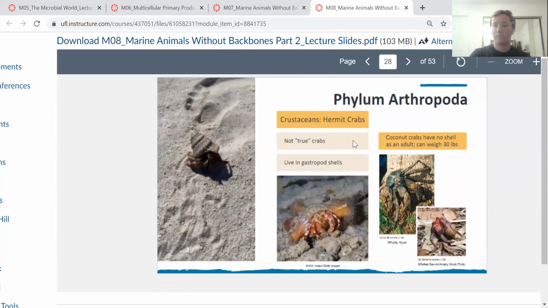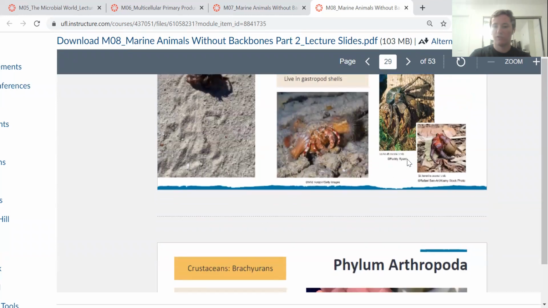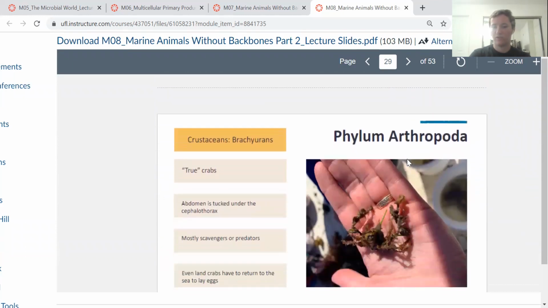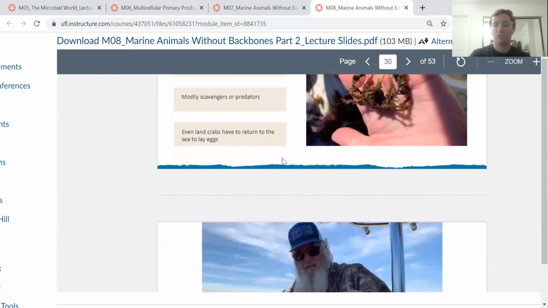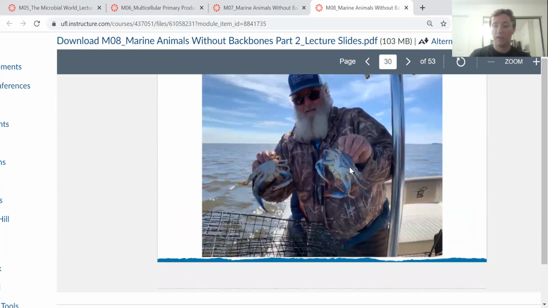Hermit crabs are not true crabs, interesting to note. You have these little small ones that you'll see versus the giant coconut crabs, which are both crustaceans and hermit crabs, which is interesting. Brachyurans are your true crabs, which are really cool. I love brachyurans. Abdomens are tucked under the cephalothorax, and it is important to note the difference between a male and a female crab. So if you can identify that based on this image, then I think you're in good shape for the exam.